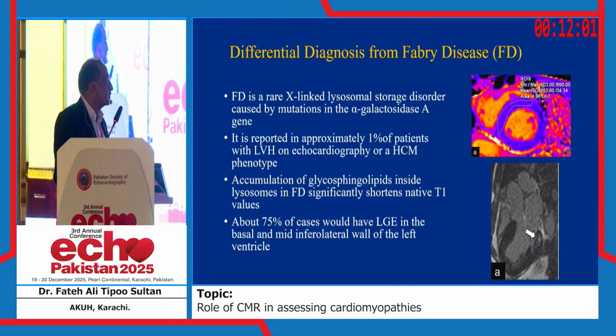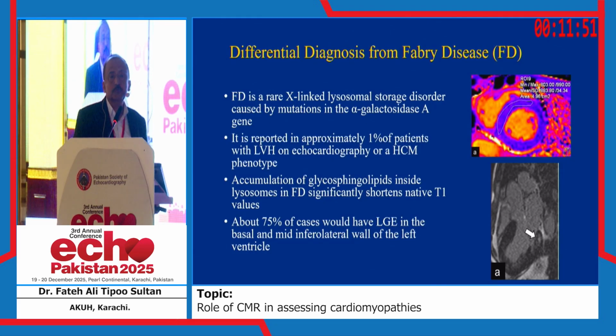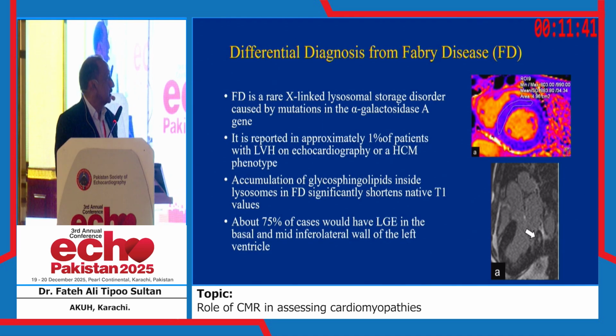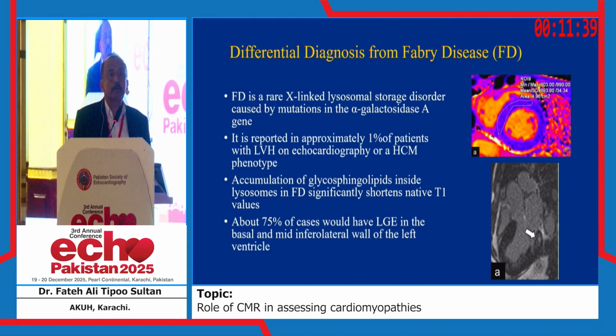About 75% of cases of Fabry's disease also have late gadolinium enhancement in the basal and mid-inferolateral wall of the left ventricle. So the pattern of delayed enhancement was different, and the T1 values were also different, on the basis of which you can make the differential diagnosis, because as I told you, about 1% of patients with left ventricular hypertrophy might have something else other than hypertrophic cardiomyopathy.